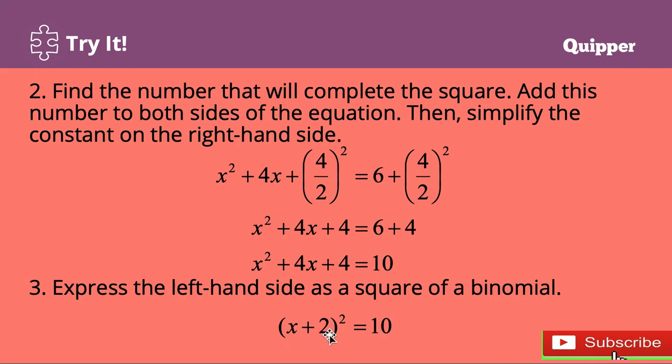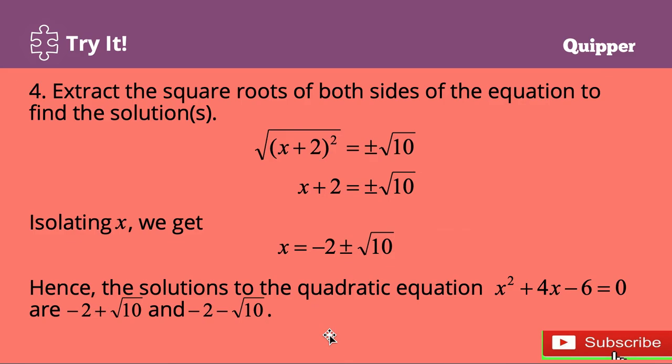Fourth, extract the square roots of both sides of the equation to find the solution or solutions. Now, the square root of the square of x plus 2 is equal to positive negative square root of 10. So this cancels the exponent and the radical. The remaining is x plus 2 is equal to positive negative square root of 10. Since 10 is not a perfect square, we'll just let this radical sign be there.